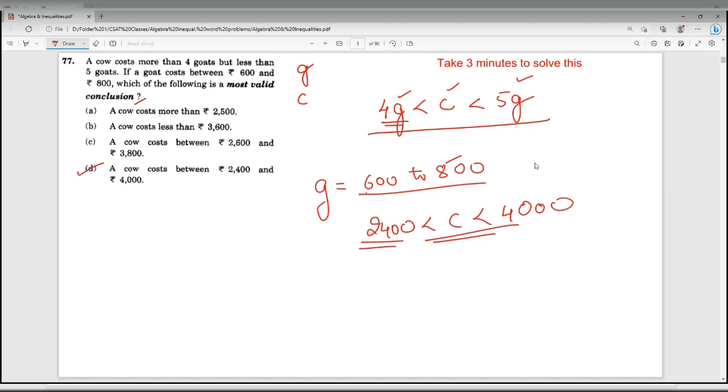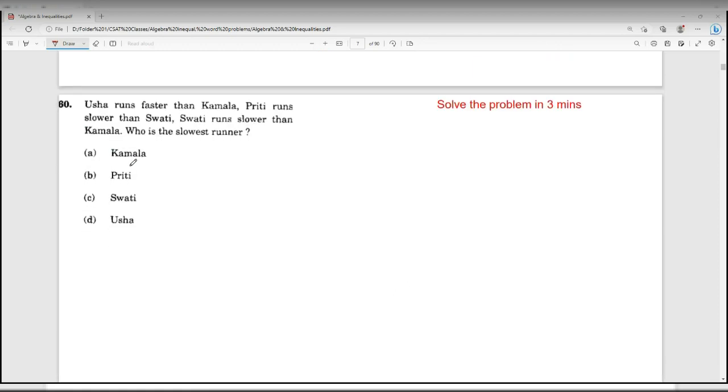The cow costs between 2,400 and 4,000 rupees. I hope this is clear. If you have any query, please ask. Okay, we'll move to the next question then. So take 3 minutes to solve this.